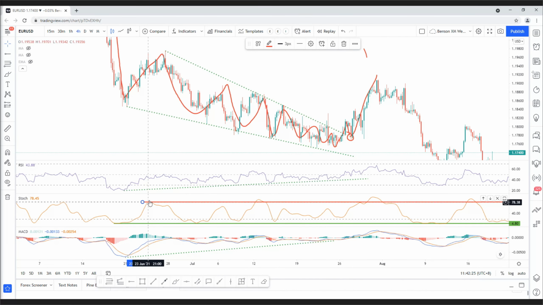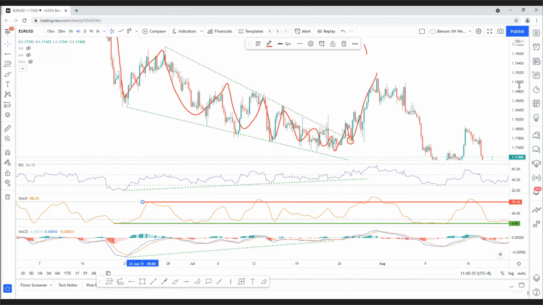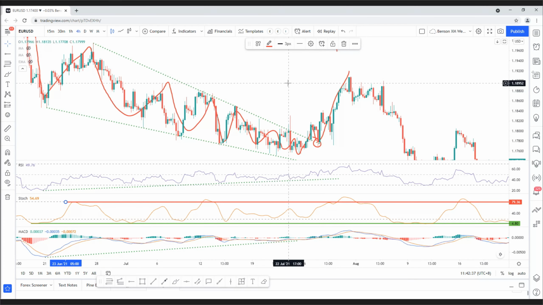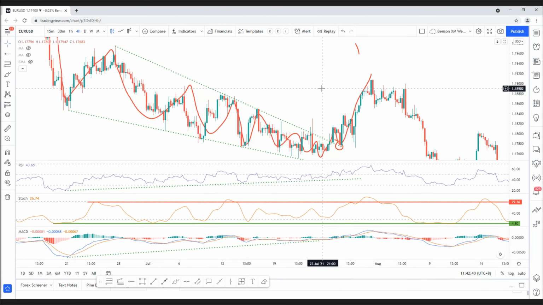At the same time, if the stochastic bounces towards this resistance, the price action will drop also. All right. So in terms of identifying patterns, it works best if you can put in some other indicator during your analysis as well. All right.